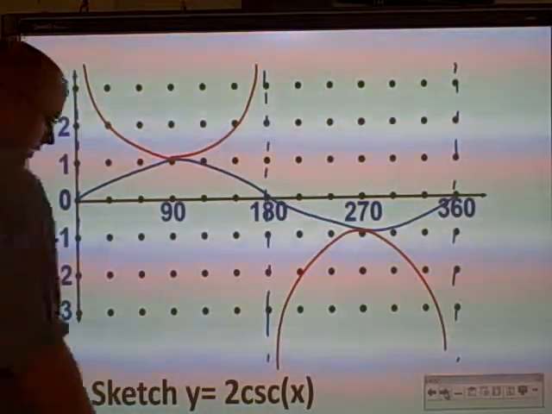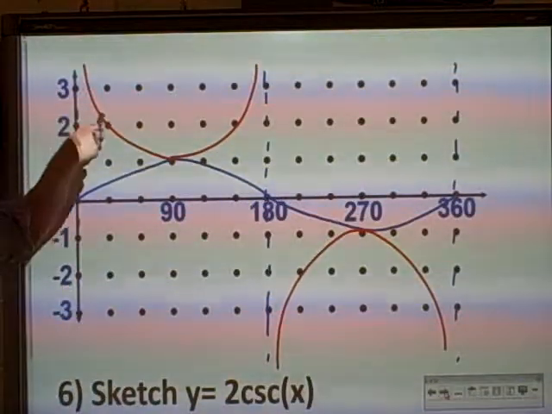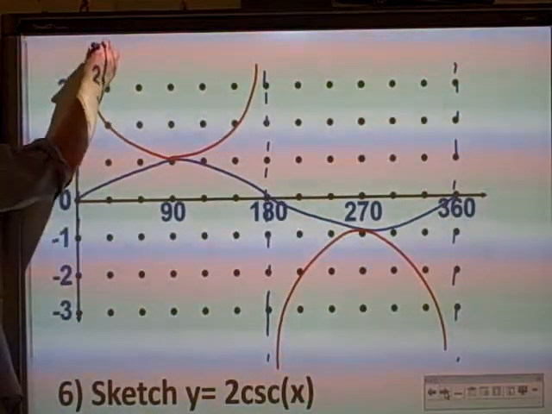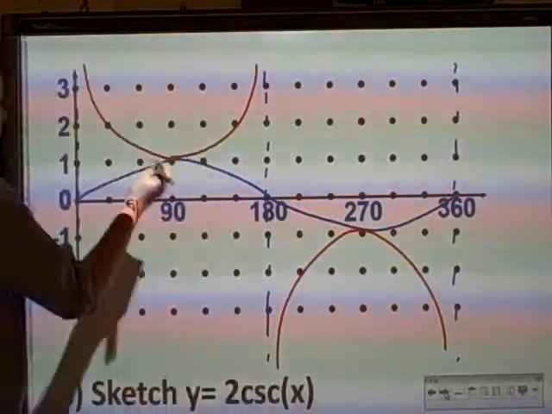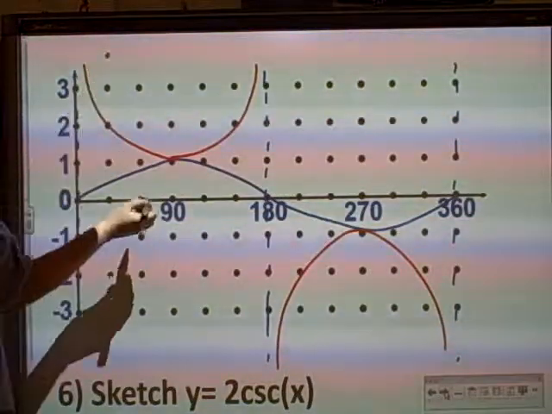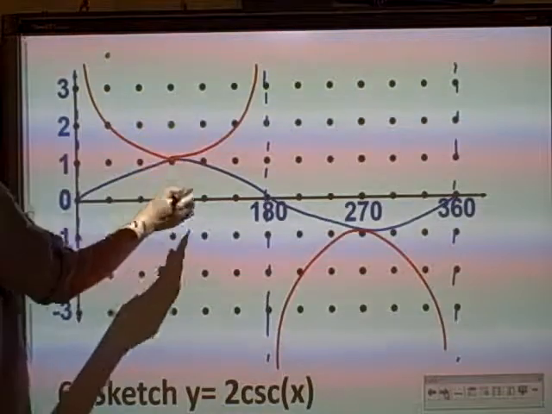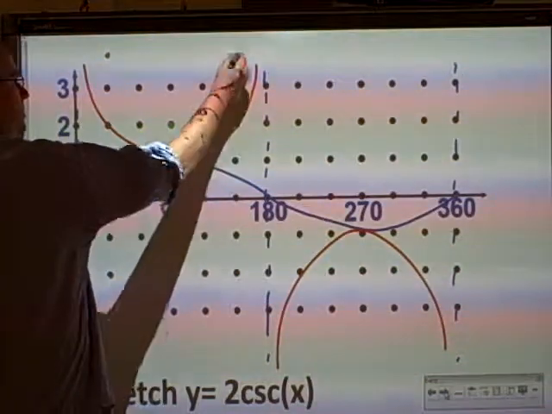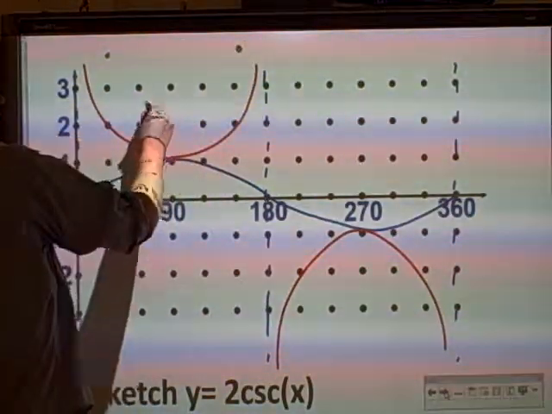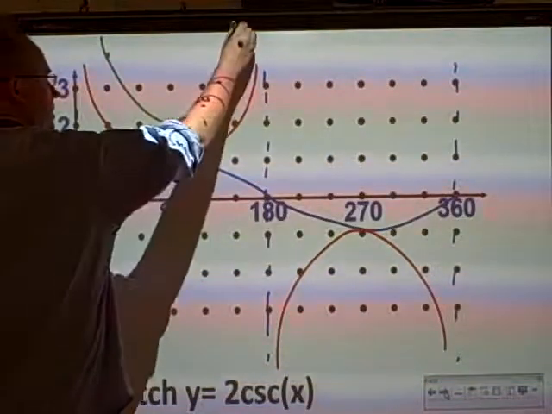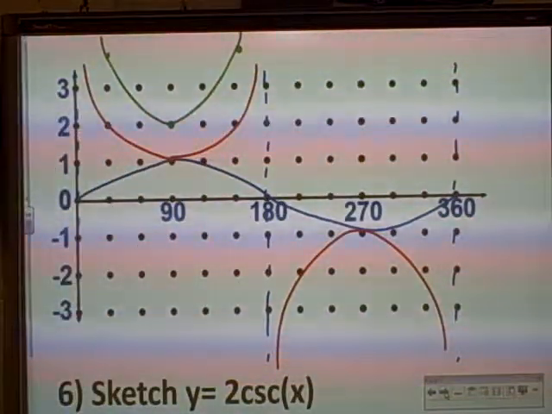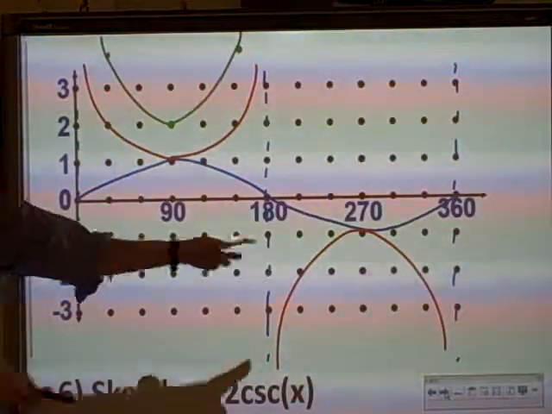Now this one actually says 2 cosecant x. So what that means is each of the values is actually going to double. So this value here that's 2 is actually going to become 4, and I'm going to go ahead and do this one in green. 1, if we double that, 2 times 1 is 2. And same over here, this is 2, so if we double it, it's 4. And then what actually happens is, you can see the graph is actually getting steeper.